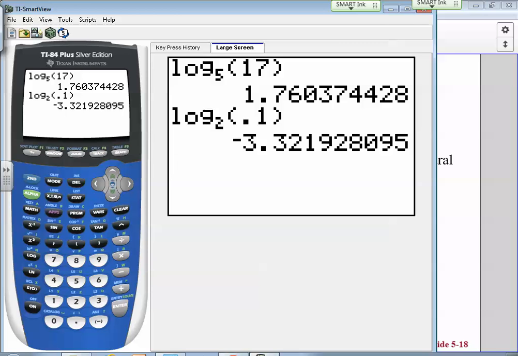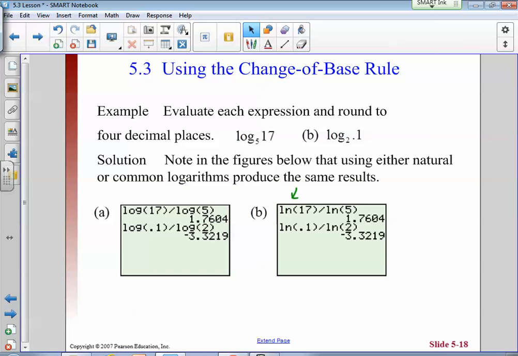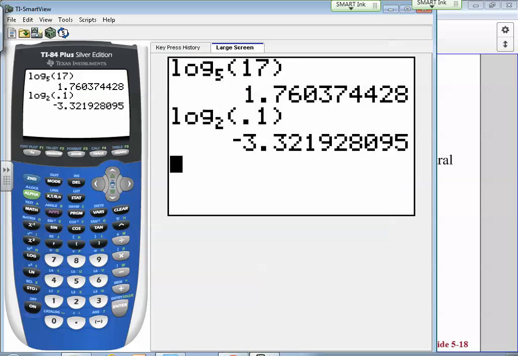Okay, so that's an easy way to use your calculator to do that change of base rule, right? So if you see this change of base rule, I expect you to use your calculator to solve it. Either this way, like they show here, if your calculator doesn't have that change of base function built into it, or if it does, use this to do that.